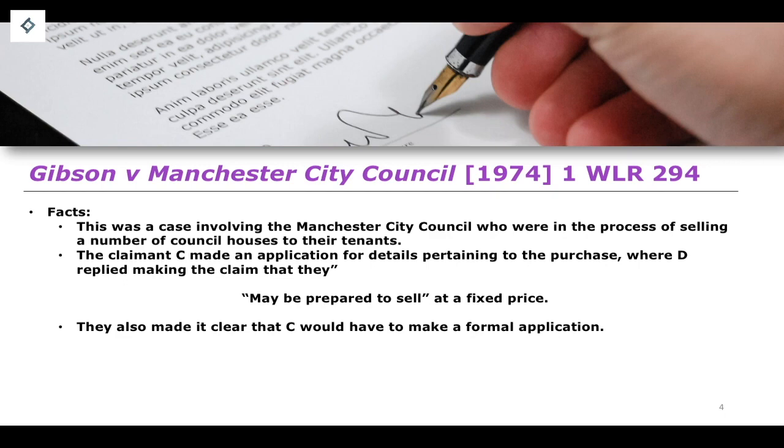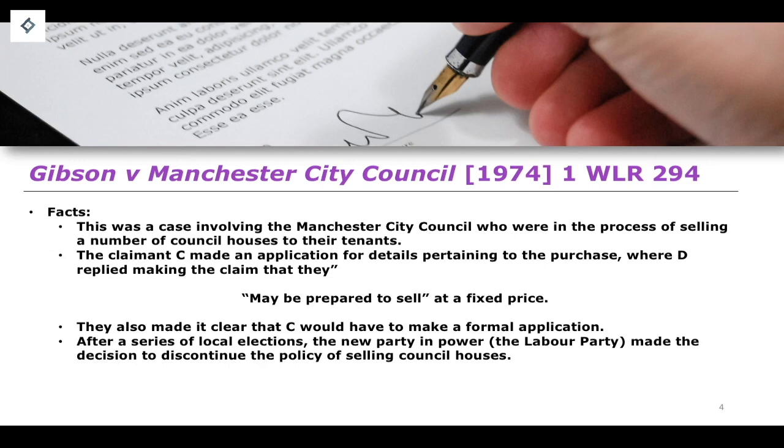So they, quote, "may be prepared to sell," and the claimant would have to make a formal application in relation to the sale. Now, after a series of local elections which took place in 1973, I believe, or 1974, a new political party came into power. The new party was the Labour Party, and they then made the decision to discontinue this policy. So if we look at the timeline, you have one political party in power that says that they may be prepared to sell at a fixed price, owing to this policy that the Manchester City Council had of selling a number of council houses to their tenants. After a series of local elections, this policy was discontinued, and they made the decision to stop selling council houses to their tenants. The claimant, in this case, would then sue for breach of contract.